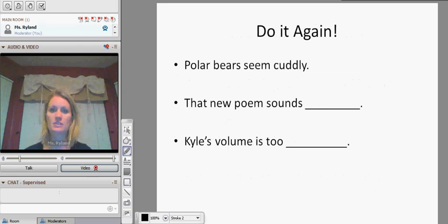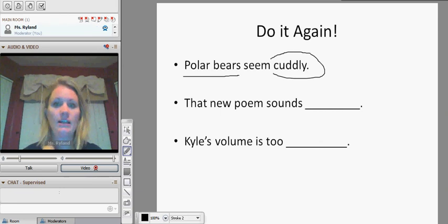So let's check out these right here. Polar bears seem cuddly. Don't you wish they were? I want to pet polar bears so bad. Polar bears are what? They're cuddly. It's our adjective, our descriptive word. That is our predicate adjective. That new poem sounds, what do you think could go here as a predicate adjective?